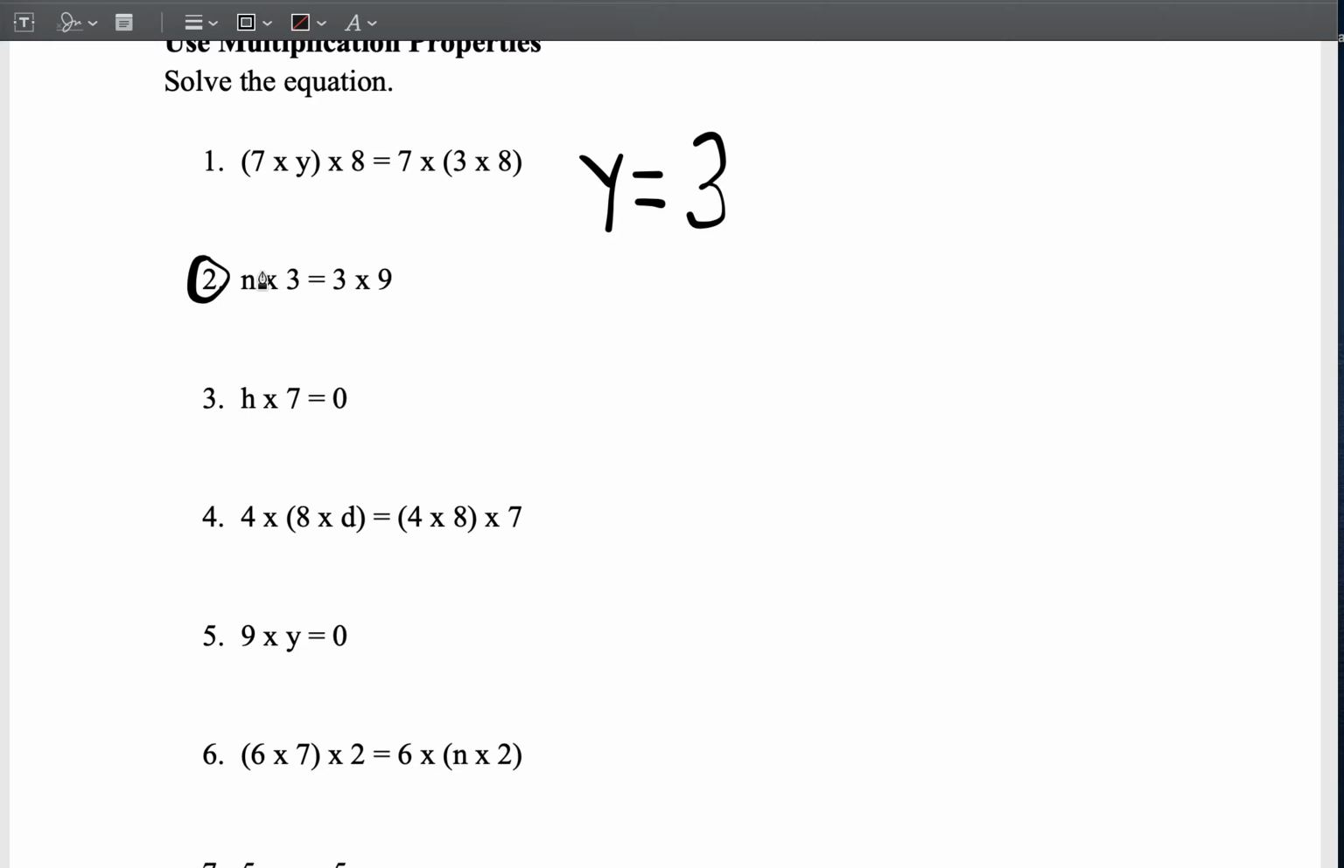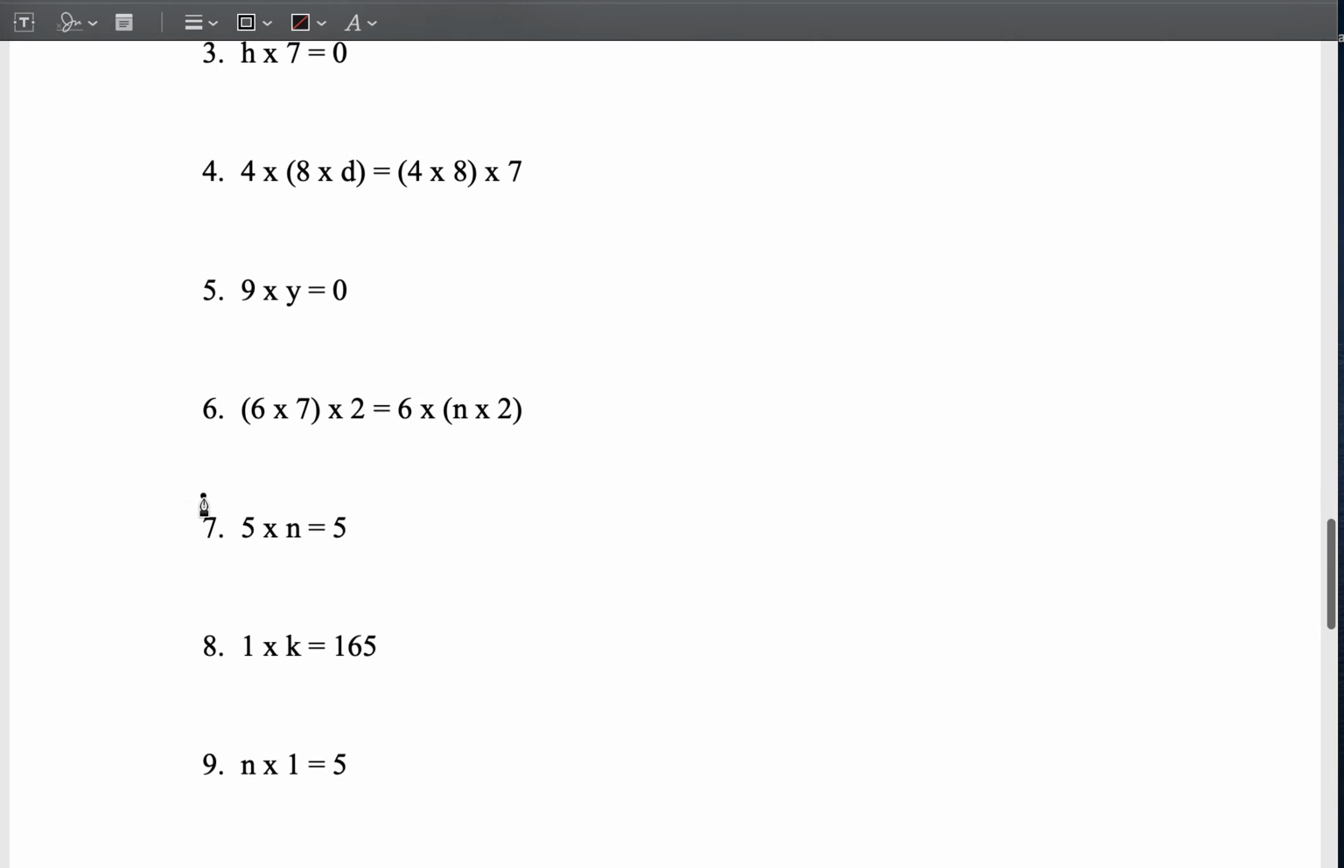Number 2. N times 3 equals 3 times 9. So 3 times 9 and n times 3. This number is basically whatever number this is, which is 9. So n would equal 9. And this is only because we know that 9 times 3 equals 27. And it says this has to equal 27, which knows that n should be 9. Another question, number 7. 5 times n equals 5. What number do you have to multiply by itself to get the answer of itself? Obviously 1. So n would equal 1 in this situation.